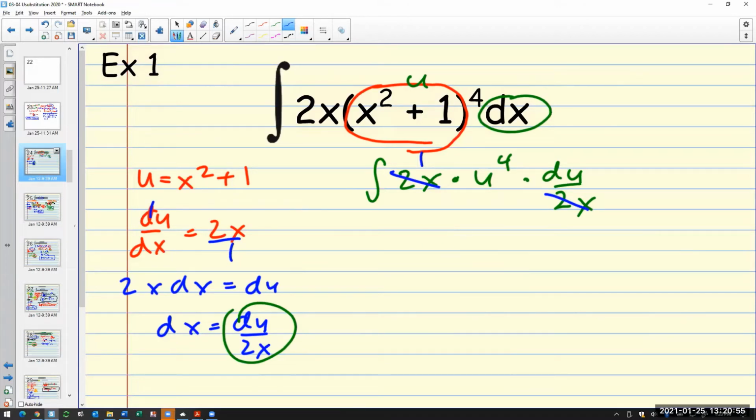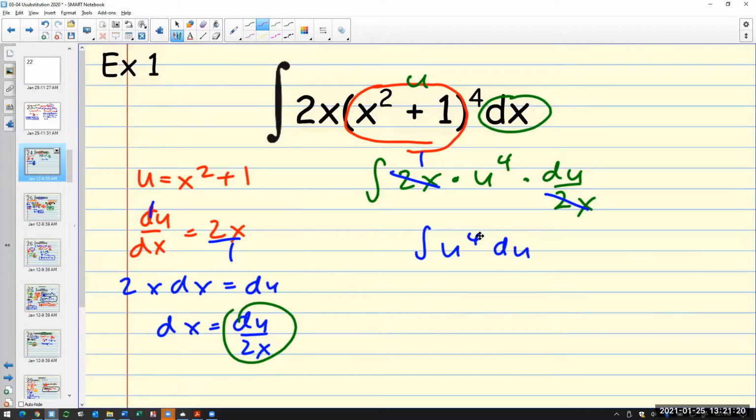Then my new problem is this, okay? First, I had only x's in my problem. Now I have only u's. No matter what you do, guys, you cannot have x's and u's. Everybody good with that? If you have x's and u's, you have to start all over and find another u or do something to your problem, okay? But now I've got a problem that I can actually do. This is a problem you could do last night. It's just it has u's instead of x's.